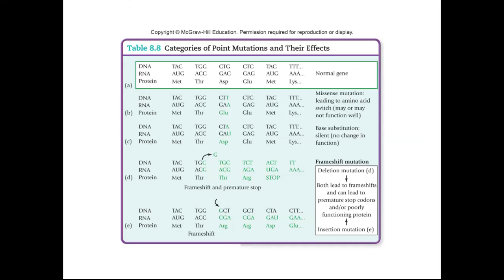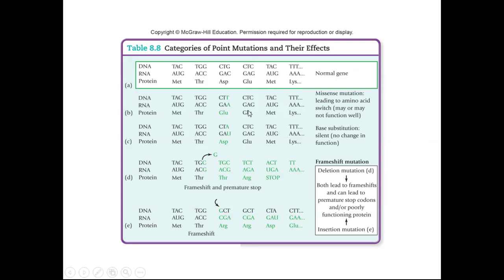This is such a beautiful summary table. Let's spend some time talking about it. So here is our wild type gene, our normal gene. Here's our DNA triplets, TAC, TGG, CTG, so on and so forth. Then it goes to our messenger RNA, and then here's the amino acids that get in it, our methionine, threonine, aspartate, glutamate, methionine, lysine, so on and so forth.